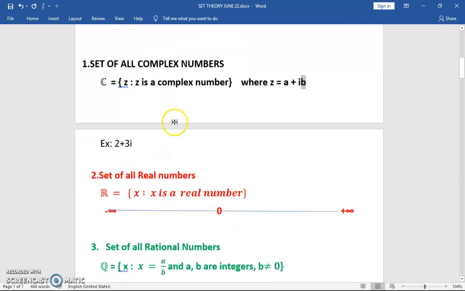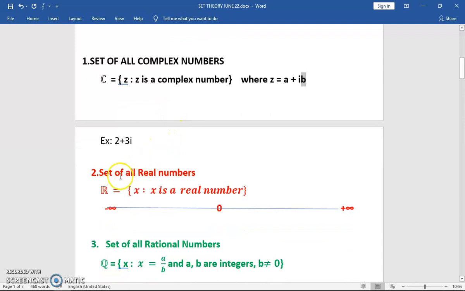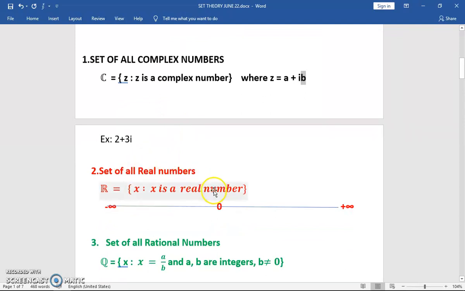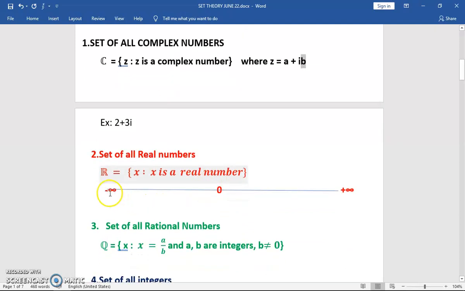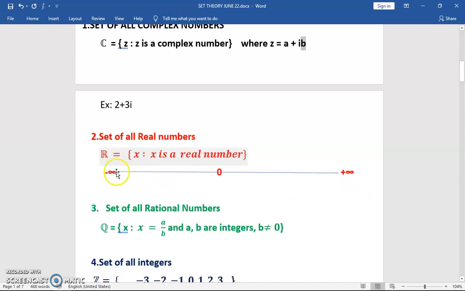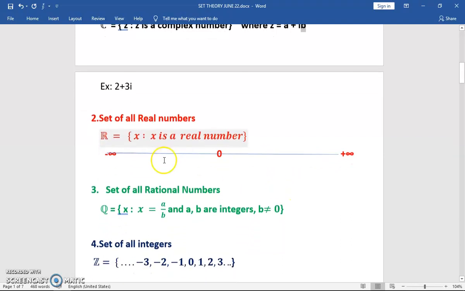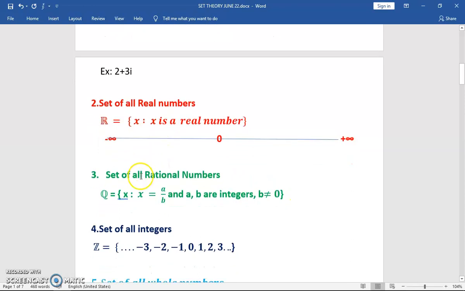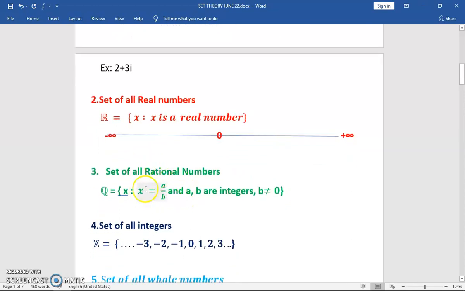After the complex numbers, the next set is the set of all real numbers. Real numbers are usually represented by a straight line. In this straight line, the leftmost we usually say minus infinity, and on the right hand side we say plus infinity. So real numbers can be represented by a real line. After the real numbers, we have rational and irrational numbers.